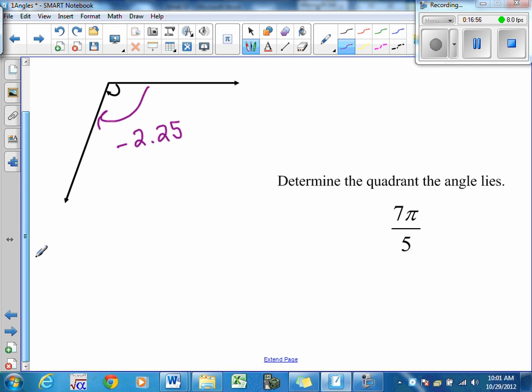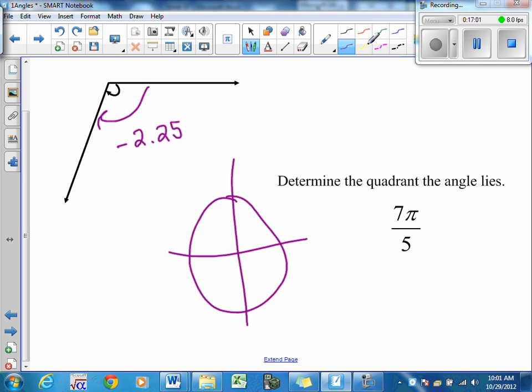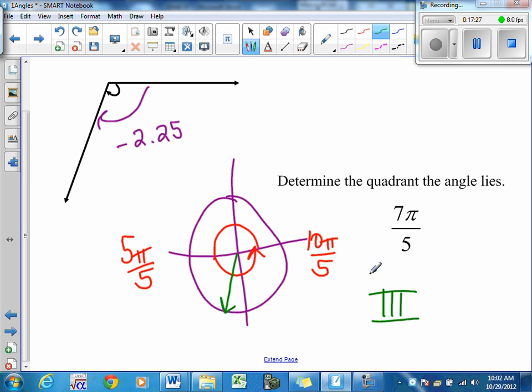Determine what quadrant 7 pi over 5 is in. Now let me just draw my unit circle here so we can talk about it. Well, I know this angle is 5 pi over 5. All the way around over to here is 10 pi over 5, it's 2 pi. So 7 pi over 5 is going to be somewhere in here, which is in the third quadrant.